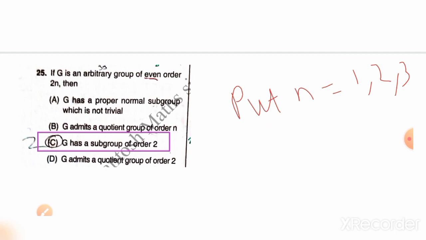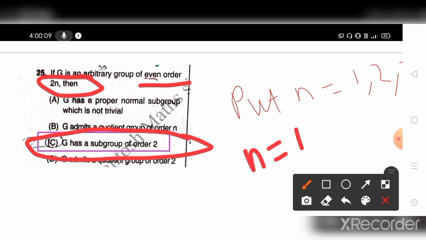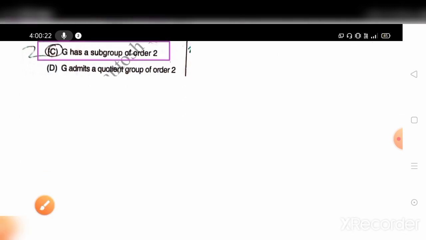If G is an arbitrary group of even order 2n, then G has a proper normal subgroup which is non-trivial; G admits a quotient group of order n; G has a subgroup of order 2. This is the correct option. Put n equal to 1, and 2, 4, 6. You can check every group: G has a subgroup of order 2.